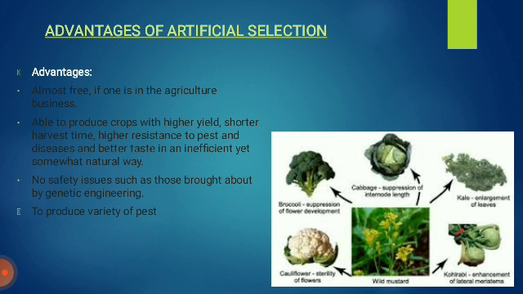Next, the advantages of artificial selection. Here I tell you about the advantages of artificial selection. First, it is almost free if one is in the agriculture business. The next is that it is able to produce crops with higher yield, shorter harvest time, higher resistance to pests and diseases, and better taste in an inefficient yet somewhat natural way. There are no safety issues such as those brought about by genetic engineering to produce a variety of pests. In the picture you see wild mustard, from which you can produce different categories of cabbage such as cauliflower, broccoli, etc.